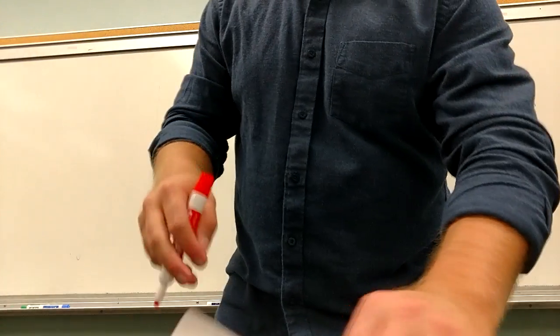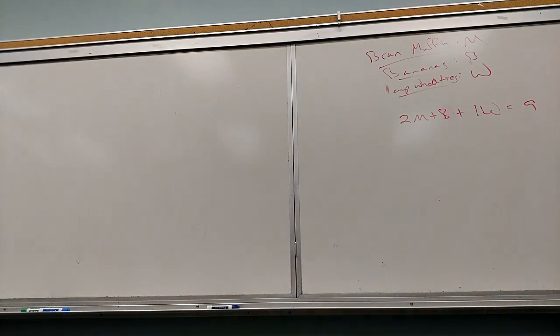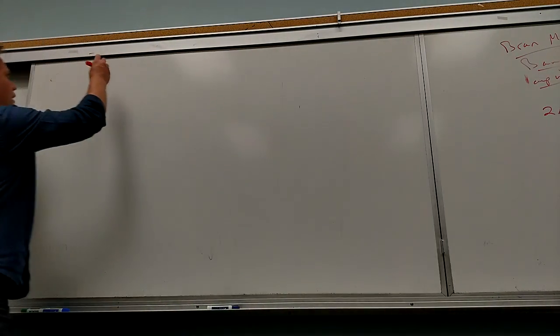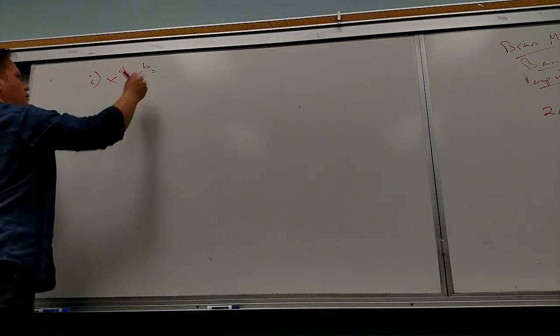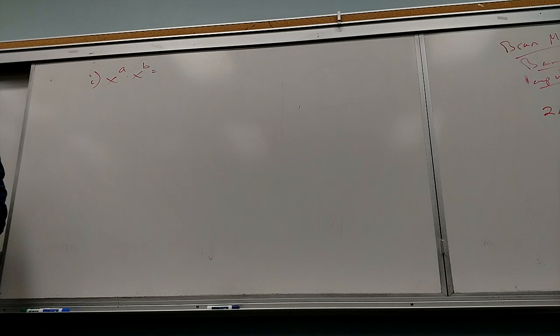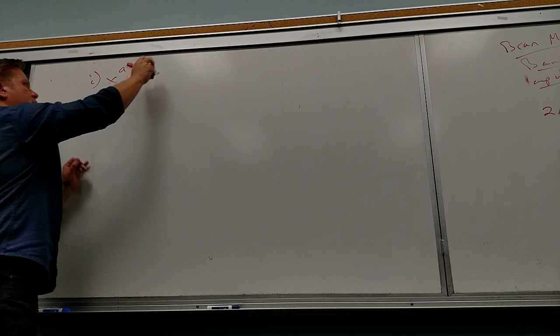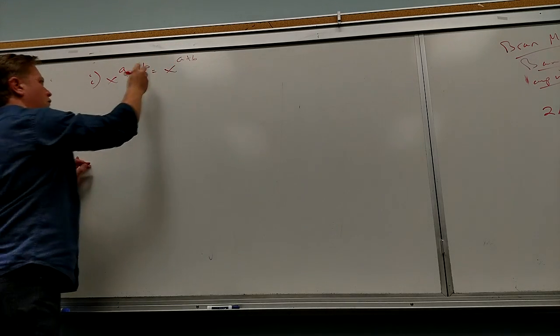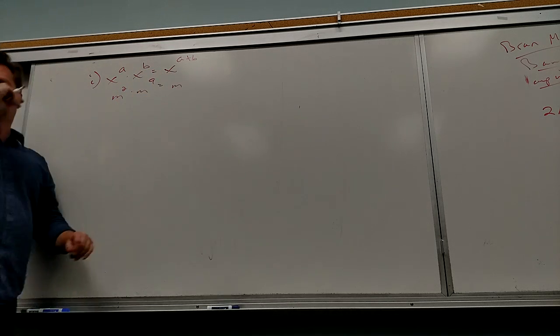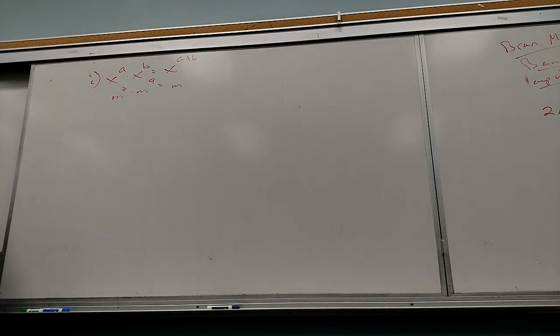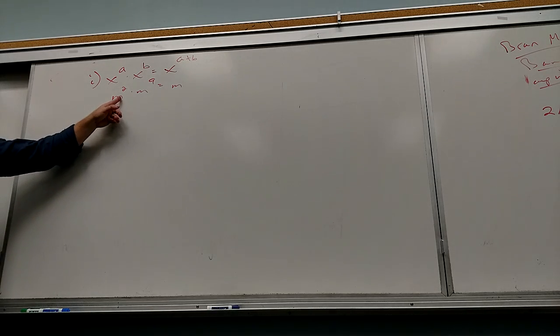Okay, so let's get back to where we were. I think we got this far last time. What's x to the a times x to the b? X to the a plus b. Right? What do you do when you multiply like bases? You add the powers. For example, m squared times m to the 9th would be m to the 11th. It's crazy. Why does it make sense? What is that?